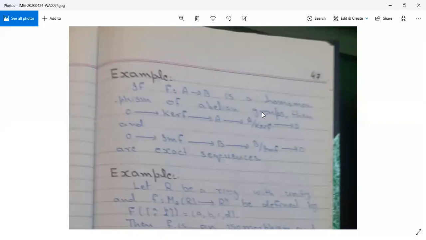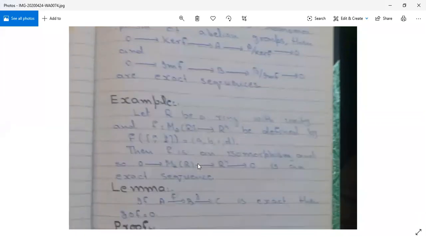So the example states that if f from A to B is a homomorphism of abelian groups, then the sequence 0 to kernel of f to A, and A to A by kernel, and A by kernel to 0, and similarly the sequence 0 to image of f to B, B to B by image of f, and B by image of f to 0 are exact sequences. After this we have revised another example.